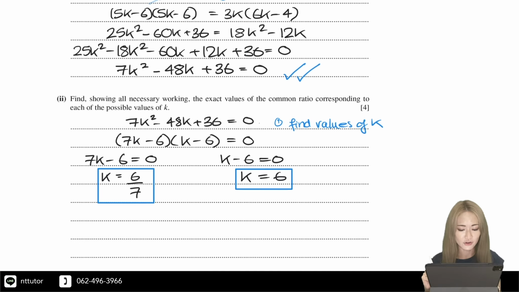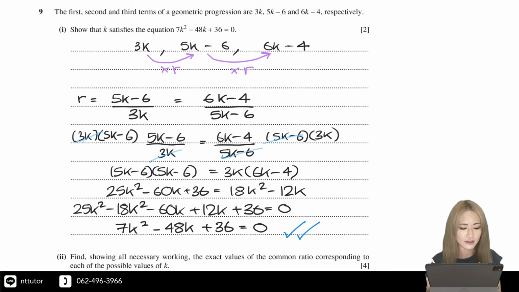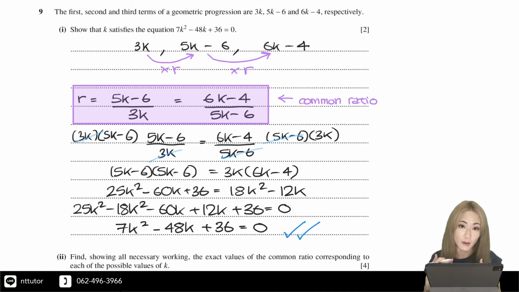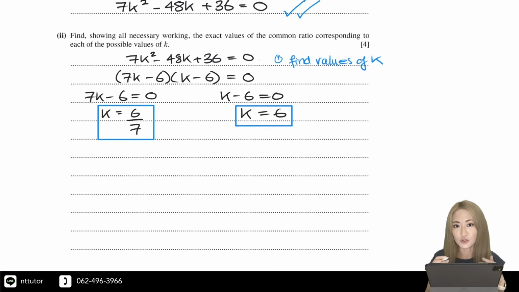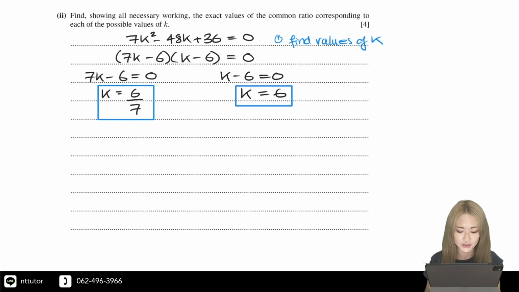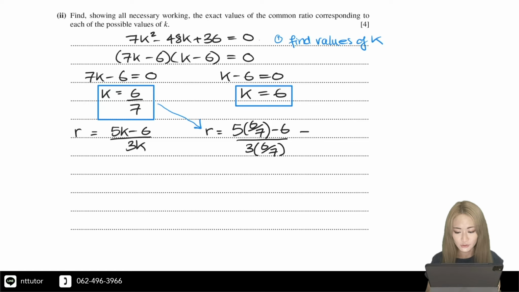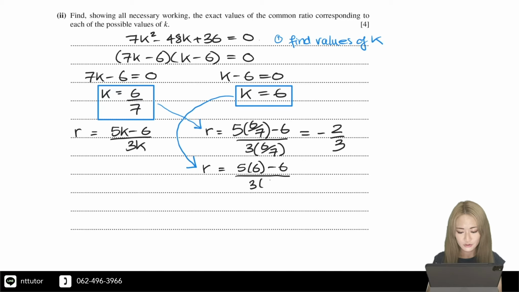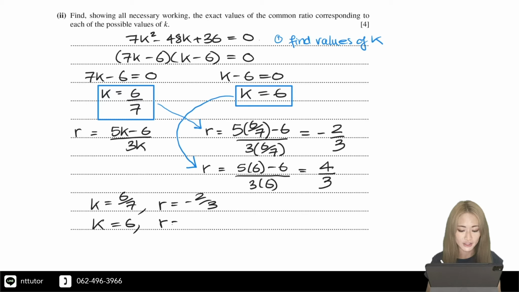So for k equals 6 over 7 and k equals 6, from the previous part, we have an expression for r over here. This is the expression that represents the common ratio. So all we need to do is substitute the two values of k back into these expressions to find the common ratio. If we use 5k minus 6 over 3k instead, because it's easier, r equals 5k minus 6 over 3k. If you substitute k with 6 over 7, r equals minus 2 over 3. And if we substitute k with 6, r equals 4 over 3. So we have all the answers. That's k equals 6 over 7 corresponds to r equals minus 2 over 3, and k equals 6 corresponds to r equals 4 over 3.